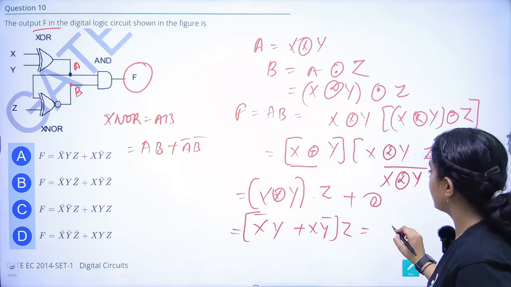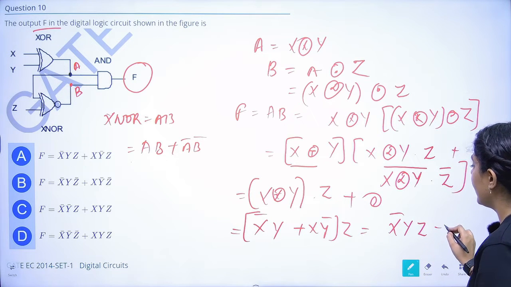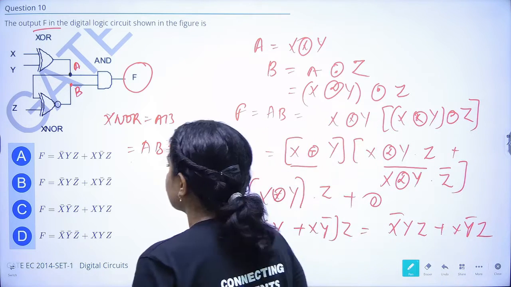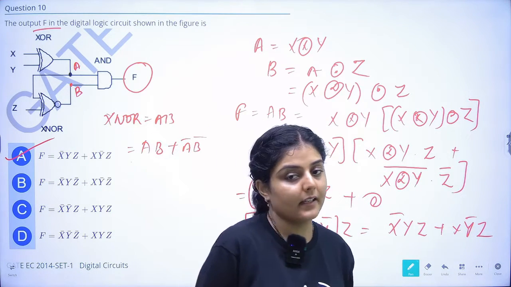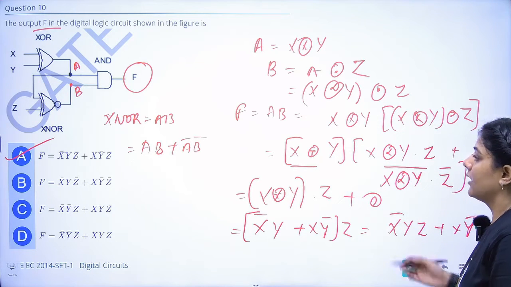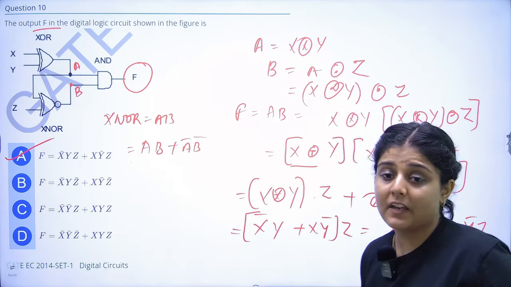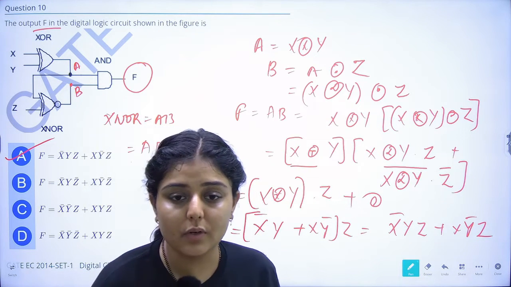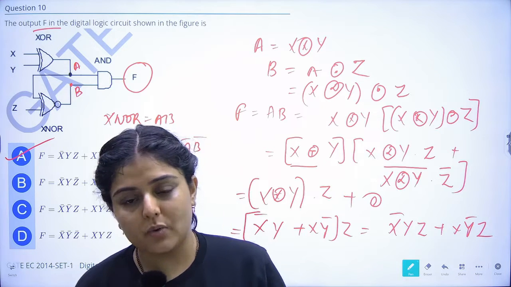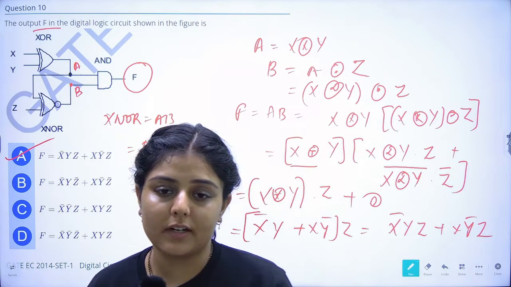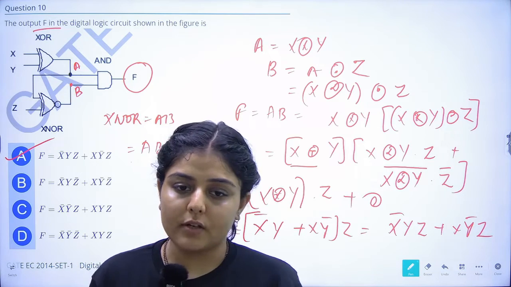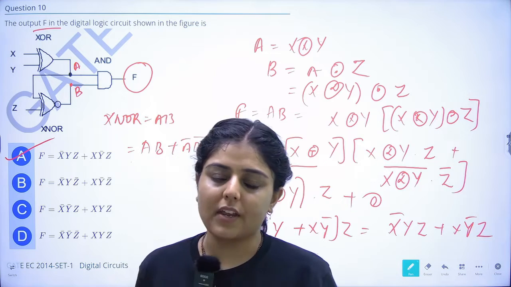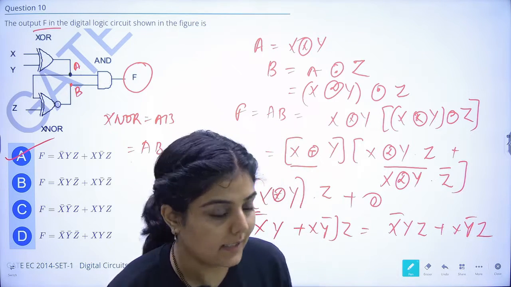If you open this, that will be XYZ plus XY bar Z. Which option is satisfying this? Option A is satisfying the result. Here, we have to follow the same way, De Morgan, and we can easily calculate the simplified Boolean expressions, even if any complex Boolean variables are given. It doesn't matter, only a similar kind of way, and that comes with practice very easily.